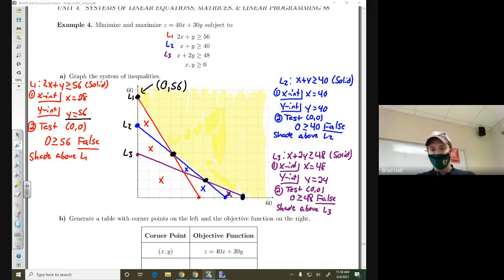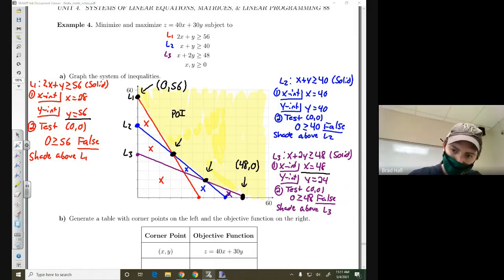So 0 and 56, that's the Y-intercept of the first line, which we determined was 56. Another one we can go ahead and quickly figure out is down here, the X-intercept of what seems to be L3. The X-intercept of L3 seems to be 48. And then that leaves us with these 2 points of intersection. Because these are, in fact, points of intersection, we need to use matrices.